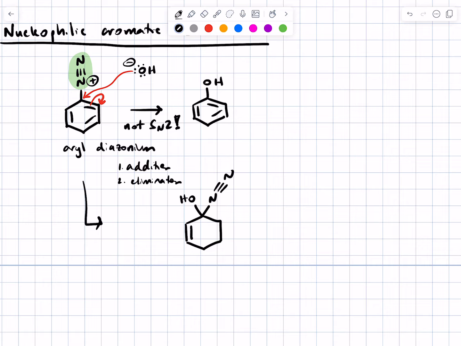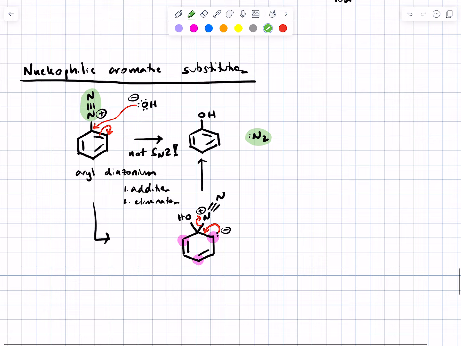And that intermediate is stabilized, the negative charge is stabilized by resonance, and then it collapses and kicks off the leaving group, thereby restoring aromaticity, and you make nitrogen, which is of course a fantastic leaving group. So that's one of the things you can do with the diazonium ion. This is called nucleophilic aromatic substitution.